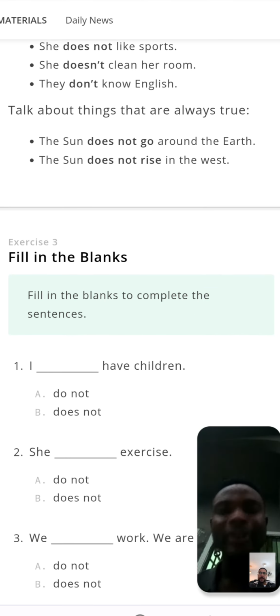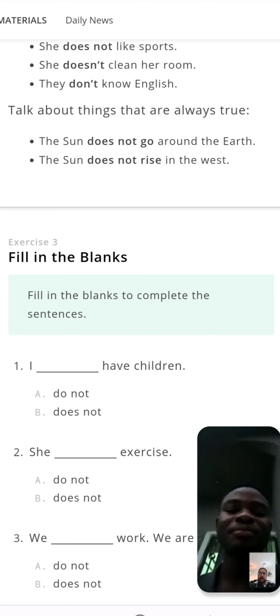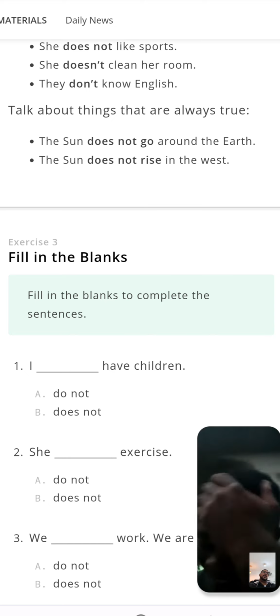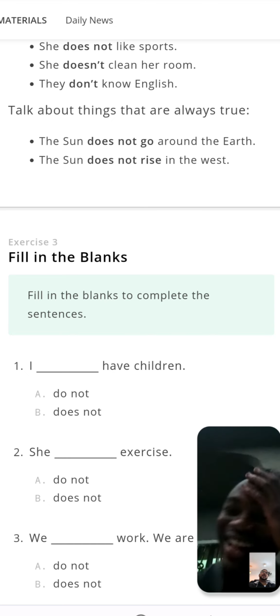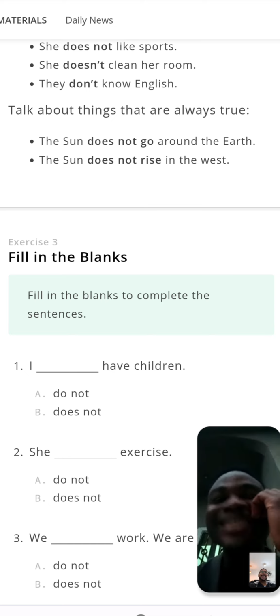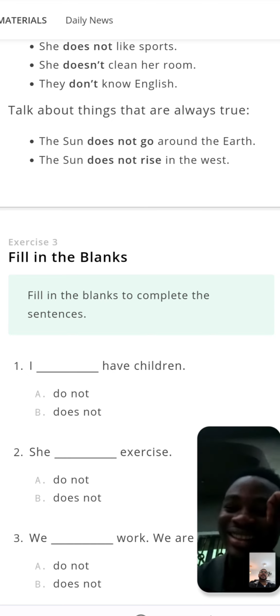Good. The next ones talk about things that are always true. The sun does not go around the earth. Very good. The sun does not rise in the west. West. Oh, west, not west. West. Sorry. The sun does not rise in the west. Yes. Sorry. Good. All right.